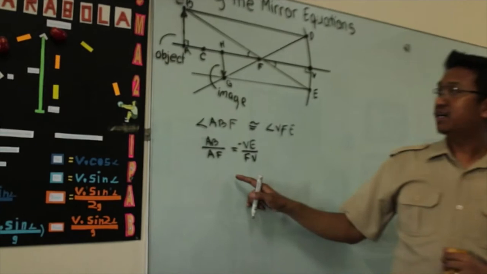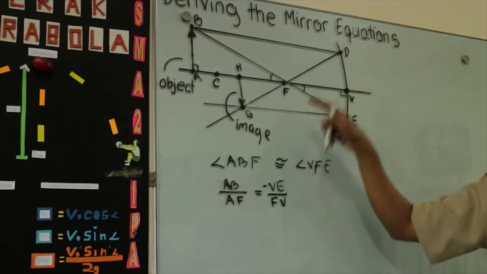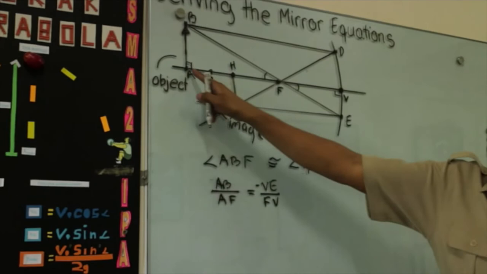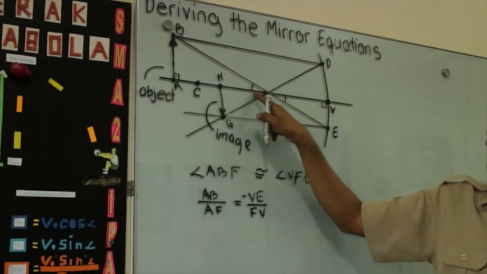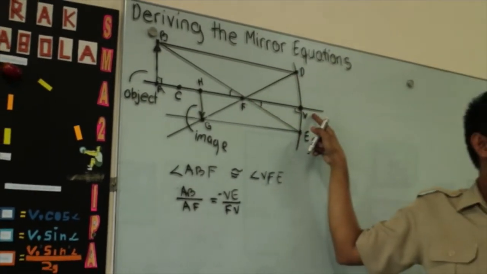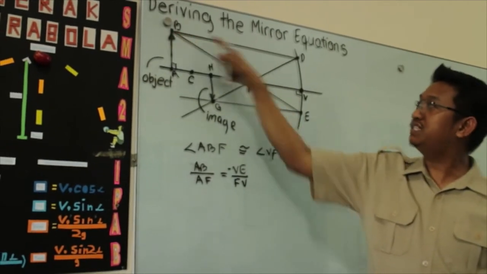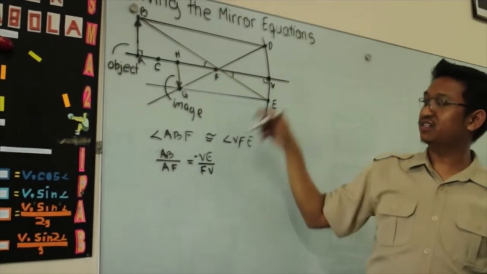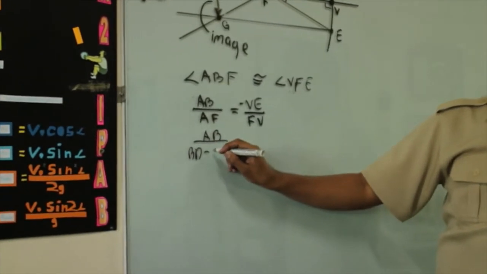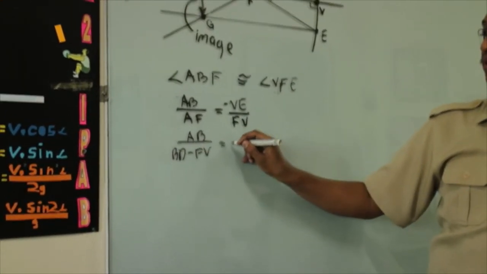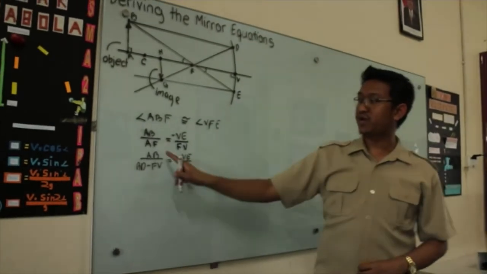Next, we have line BD or DB, and we have AF. Can we say that the length AF is BD minus FB? Yes. So that's right here. So we have AB over AF, which is BD minus FB, and that is equal to negative VE over FV. Then we're going to assign quantities that will represent these segments.